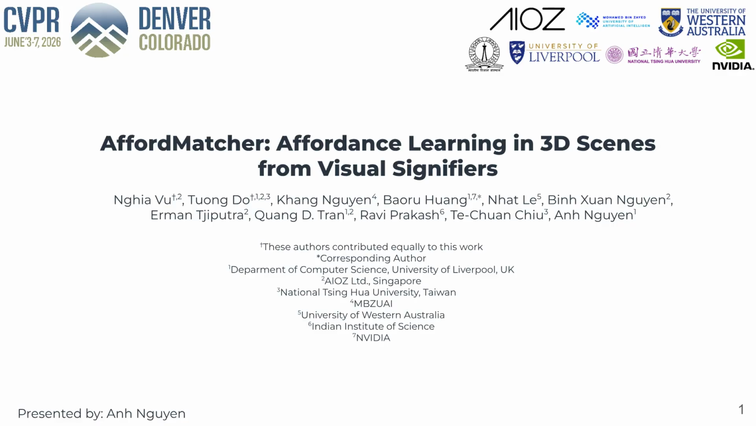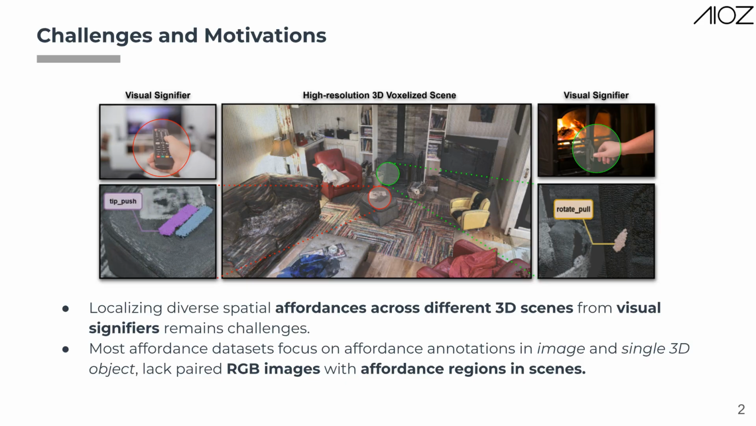Today I am going to introduce our work, AffordMatcher, the Affordance learning in 3D scenes from visual signifiers. Affordance learning is a complex challenge where existing approaches primarily focus on the geometric structures, visual knowledge, and affordance labels of objects to determine interactable regions. Many challenges exist in localizing spatial affordance, while most affordance datasets primarily provide annotations for images and individual 3D objects, but often lack paired RGB images that capture affordance regions in those environments.